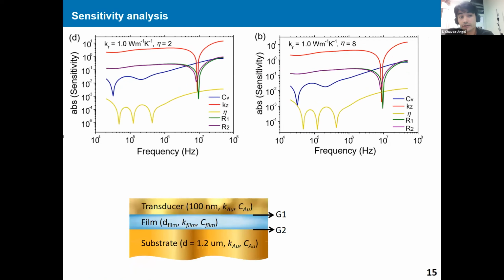We also did this for other systems with larger thermal conductivity, and at the end we made a map of all the possibilities. That means we take thermal conductivities varying from 0.1 to 2 to 3, and we just do a loop. And at the end, we are always sensitive to the cross-plane thermal properties.